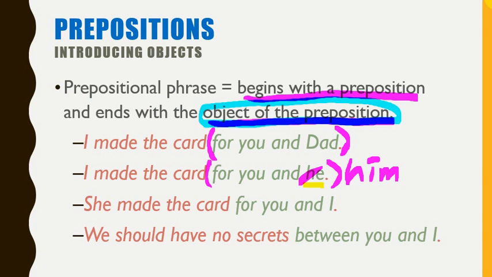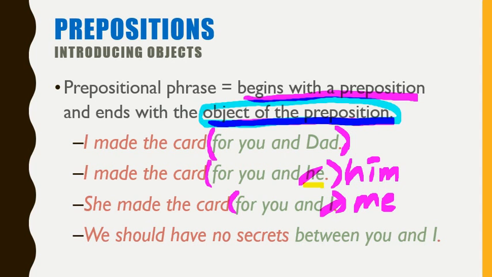How about the next sentence? She made the card for you and I. This is a similar issue, right? So there's your prepositional phrase. For you, for I. No, we would not say for I. And I is not the objective case, it's the subject case. So we would replace that with for you and me, right?